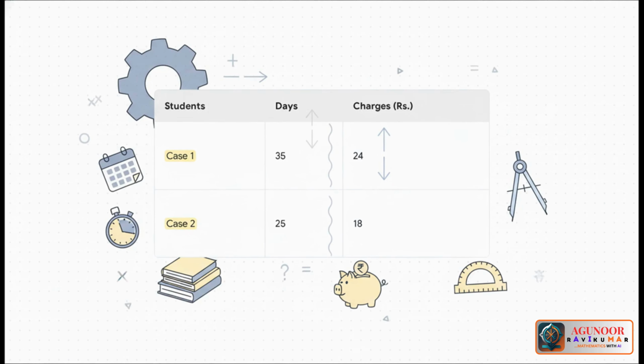So, following our method, the very first step is to get organized. We just make a simple table. The first row, which we'll call case 1, has all the info we were given: 35 students, 24 days, and the charge we know. The second row, case 2, is for the situation we're solving for: 25 students, 18 days, and the unknown charge, which we'll just label x.